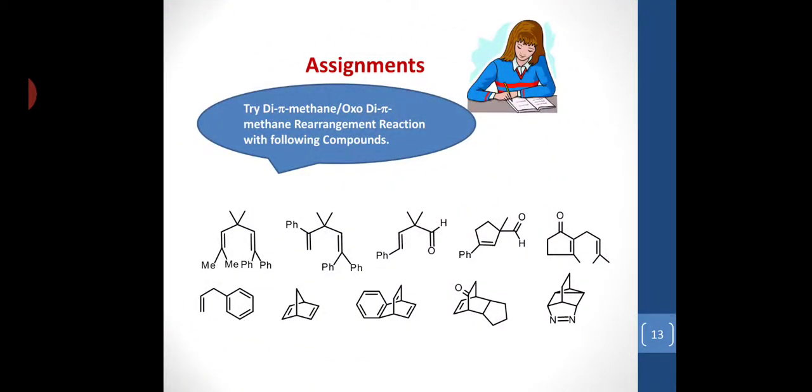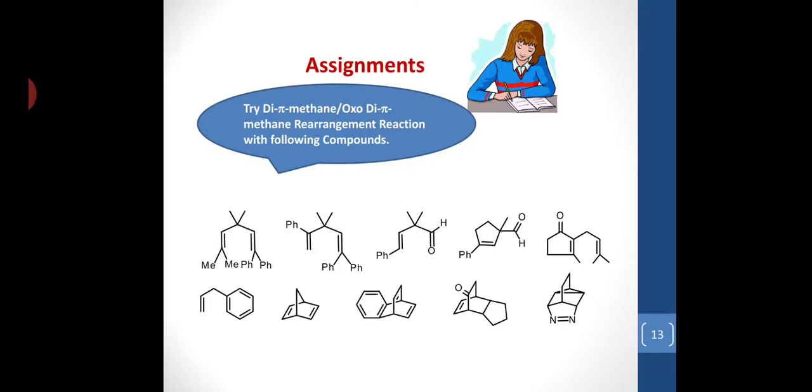I think we have discussed enough on di-pi-methane rearrangement reactions. Now it's time for you to try yourself and practice more examples. Here are some assignments for you. Try di-pi-methane and oxa-di-pi-methane rearrangement reaction on the following compounds. Please leave the answer in the comment section.